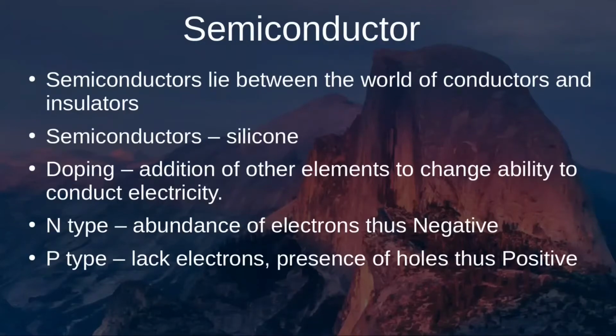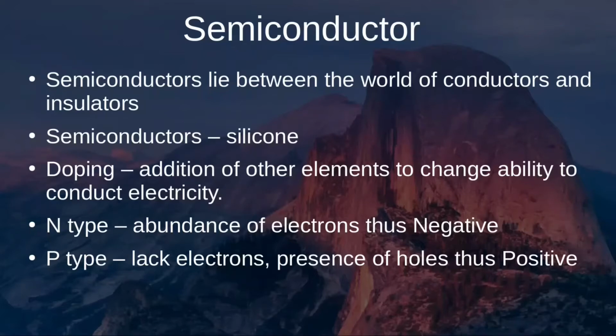In previous presentations, we learned what a good conductor and a good insulator are. Semiconductors lie someplace in between. They're not perfect conductors, nor are they perfect insulators. They lie someplace in between a good conductor and a good insulator. The element silicon is a good example of a semiconductor.